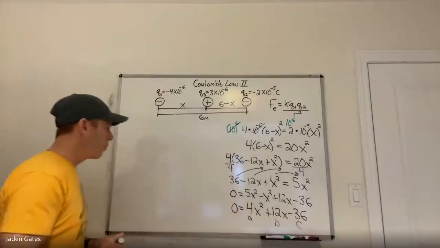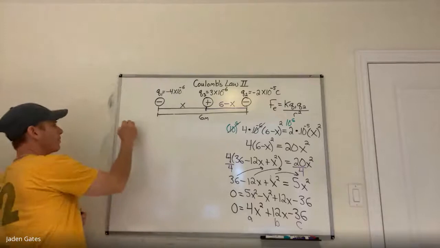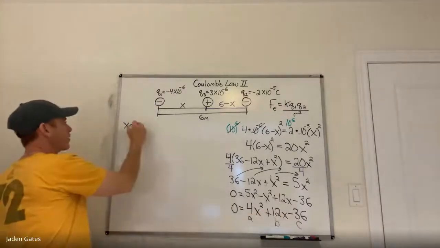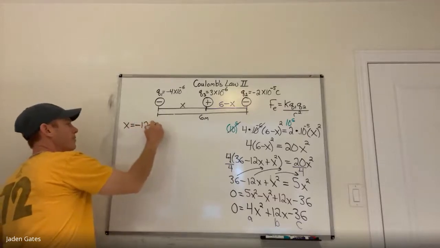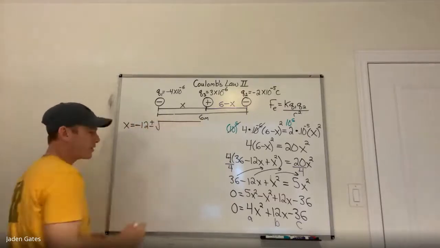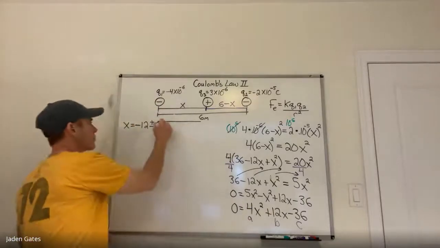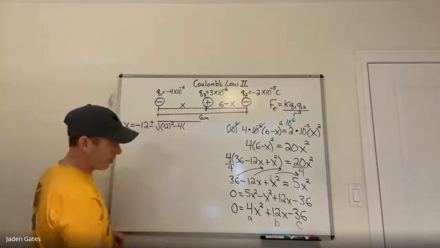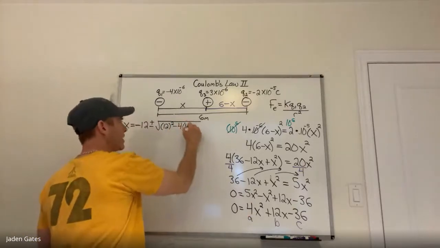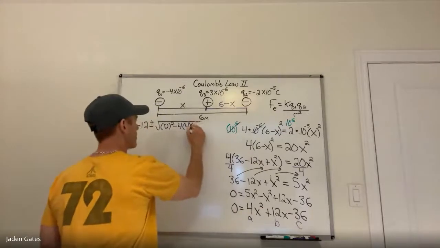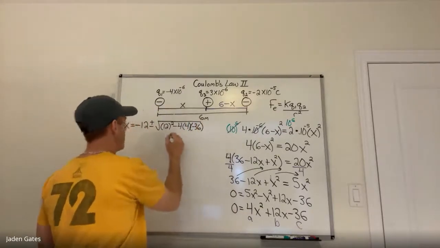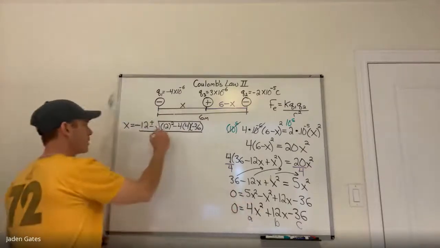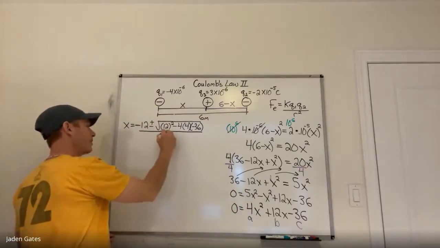All right, so here we go. X equals negative B. Well, 12 is B, so it's going to be a negative 12 plus or minus the square root of B squared. B is 12, so we got a 12 squared. Minus 4A. What's A here? 4, okay. And then C is minus 36. And of course, all over 2A, which is 4. So 2 times 4, I'm just going to put an 8.